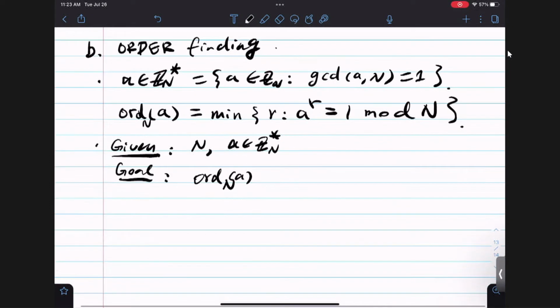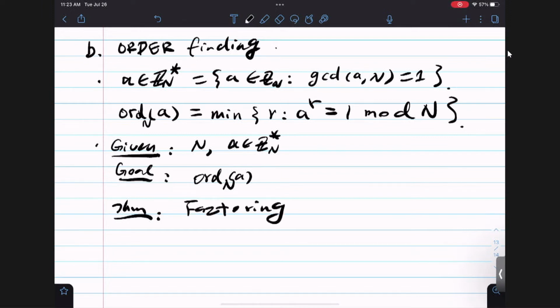Good, good. All right, so again, as I said, classically, and number theorists have known this, factoring reduces to order finding, and in fact, they're equivalent. If you can solve one, you can solve the other.